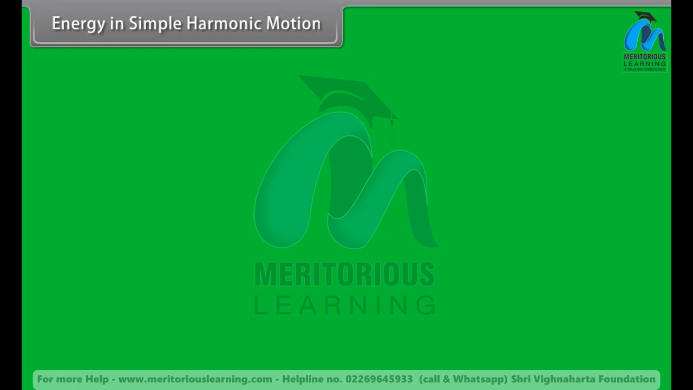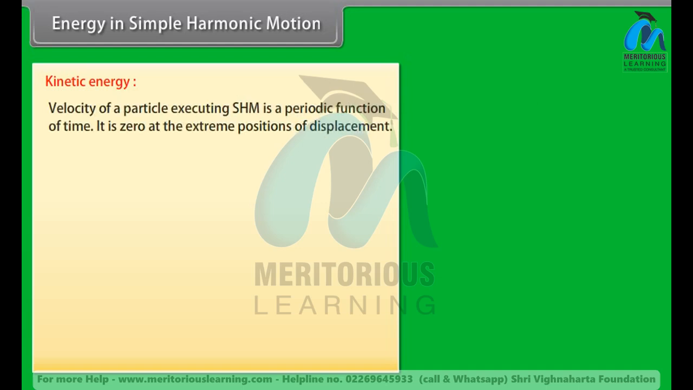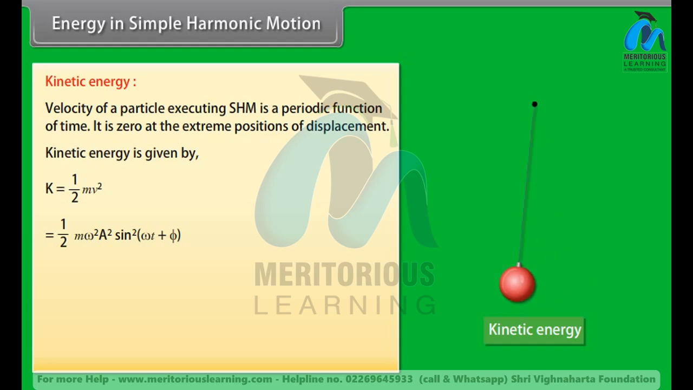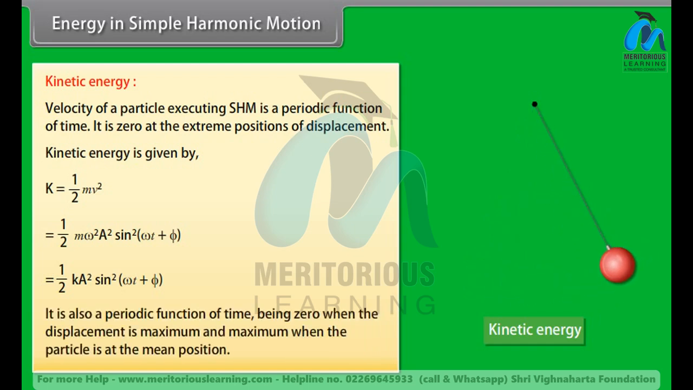Energy in simple harmonic motion. Kinetic energy. Velocity of a particle executing simple harmonic motion is a periodic function of time. It is 0 at the extreme positions of displacement. Kinetic energy is given by K = ½mv² = ½mω²A² sin²(ωt + φ) = ½kA² sin²(ωt + φ). It is also a periodic function of time, being 0 when the displacement is maximum and maximum when the particle is at the mean position.